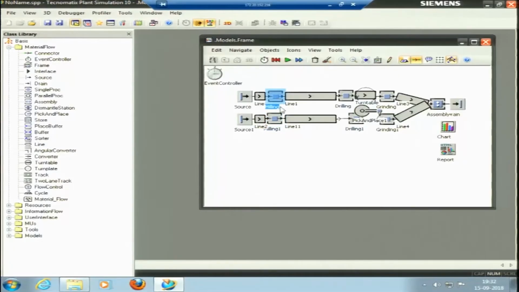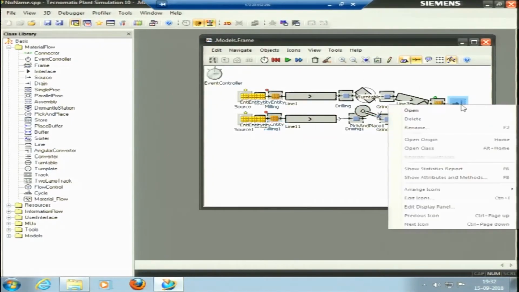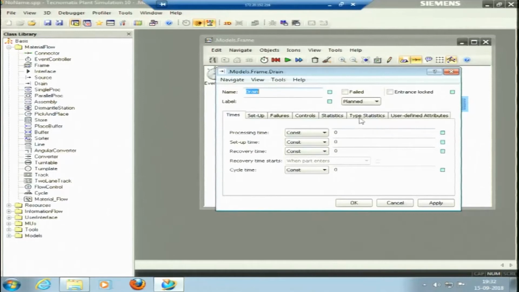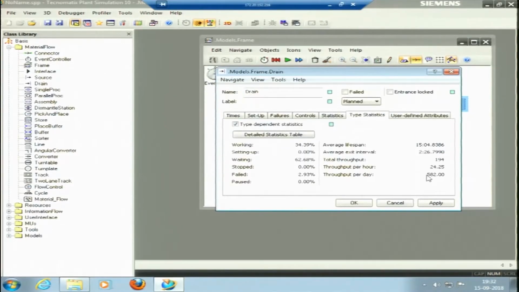So if I change this time, now I have increased the time to 2 minutes. Now I run the process and let me try to see the throughput here. You can see the throughput was larger before, so it has reduced now because the processing time is increased. It is 582 pieces per day, 194 pieces in an 8-hour day.